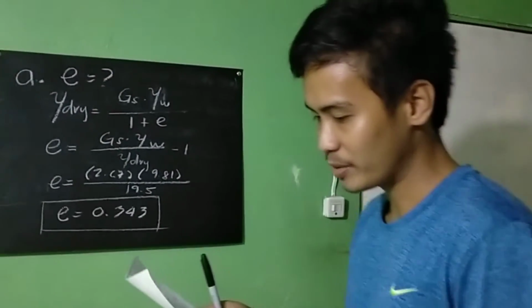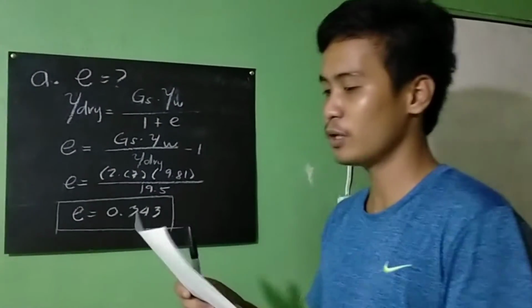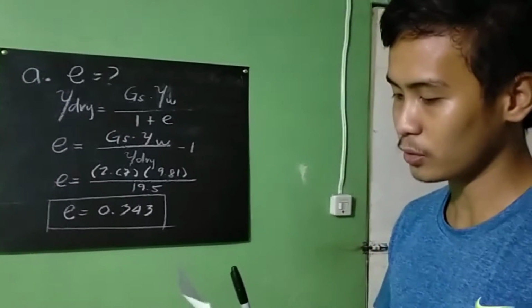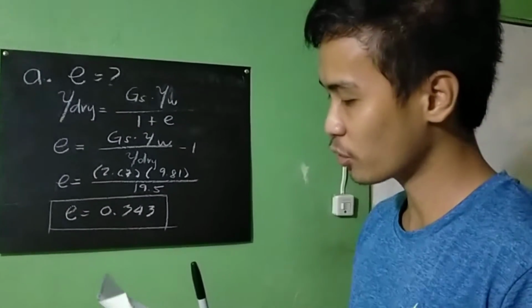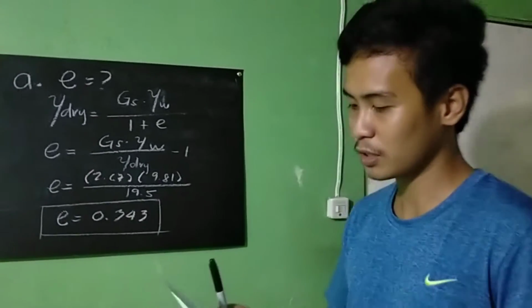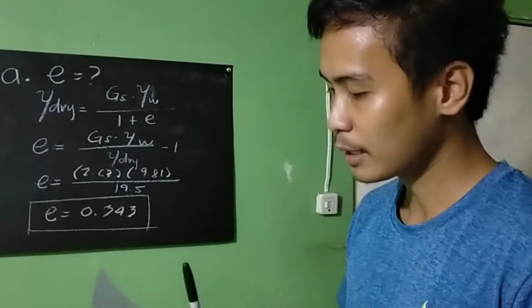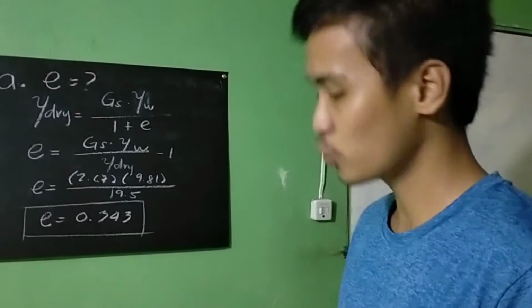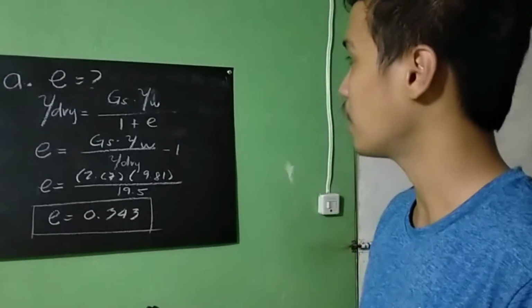The first problem is, if a soil sample has a dry unit weight of 19.5 kilonewton per cubic meter, moisture content of 8%, and the specific gravity of solid particles is 2.67. Calculate the following. So first, we are asked to find the void ratio.